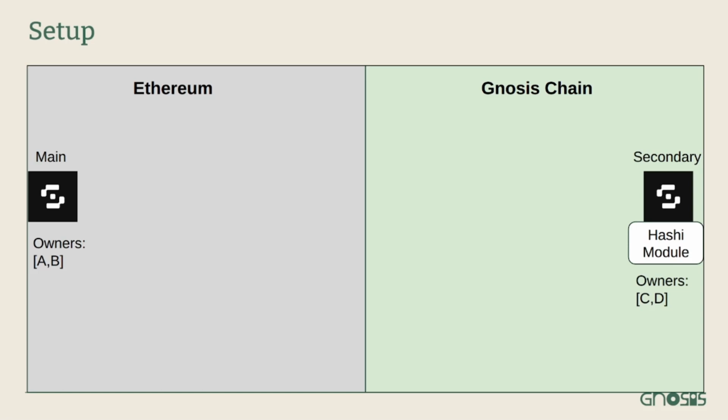So let's imagine a scenario where A on Gnosis Chain wants to call a transaction using the secondary Safe, and in the normal case that is not possible because A is not an owner of the secondary Safe. And how can we achieve that?